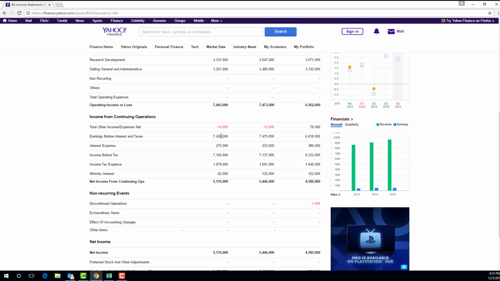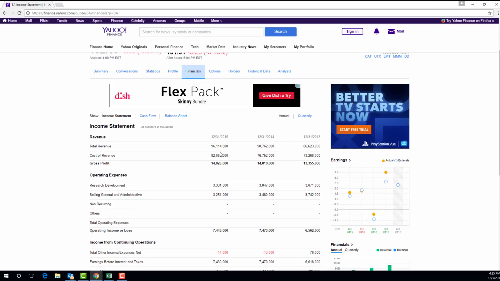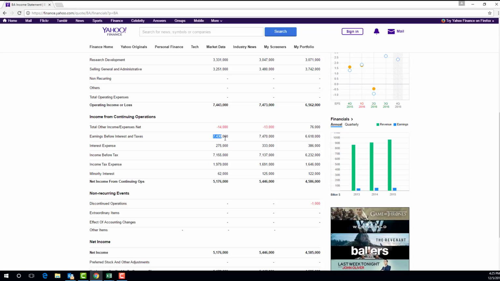So if you were going to do this for current numbers, you could see here that we have 2015, 14, and 13 data. So if you were trying to do this for a recent company for one of your exercises, you were trying to estimate what your amount needed might be, you'd go 7430 times 4, which is about 30,000. So that'd be a nice place to start.